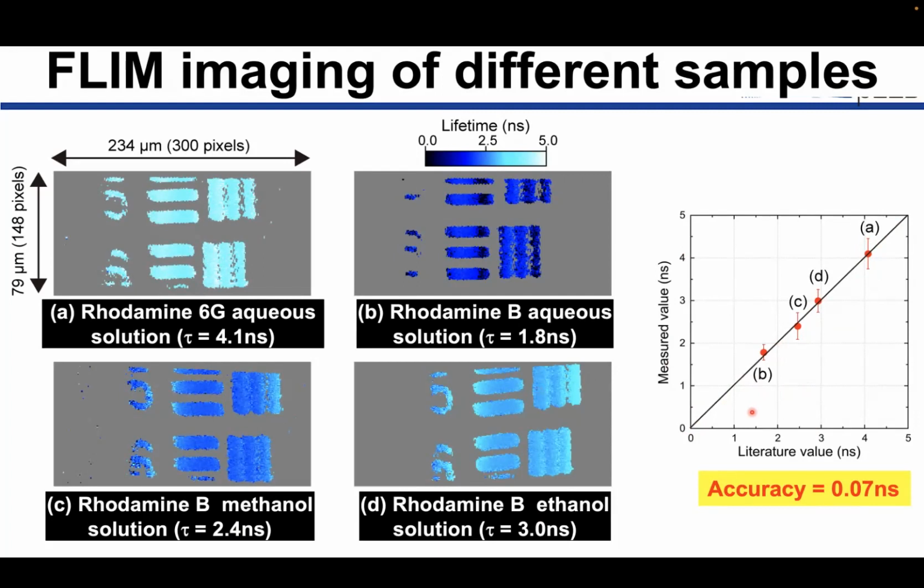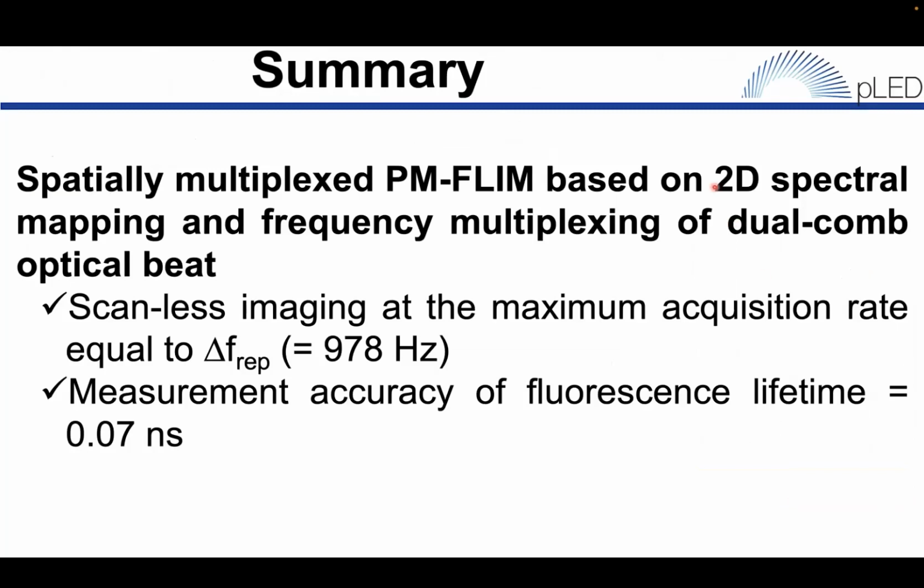When the accuracy of fluorescence lifetime measurement is defined as the root mean square error between the experimental plot and the linear approximation curve, the accuracy of fluorescence lifetime was 0.07 nanosecond. Finally, we summarize the present talk using this slide.